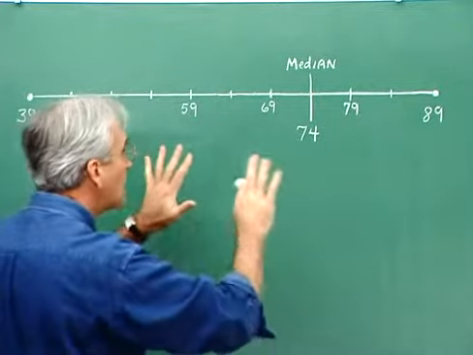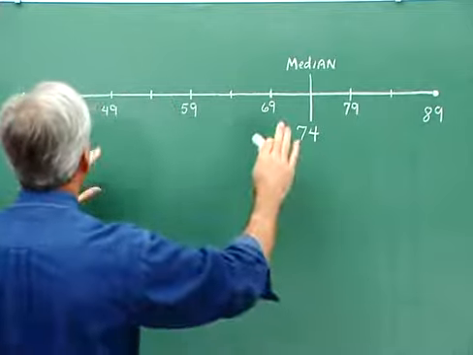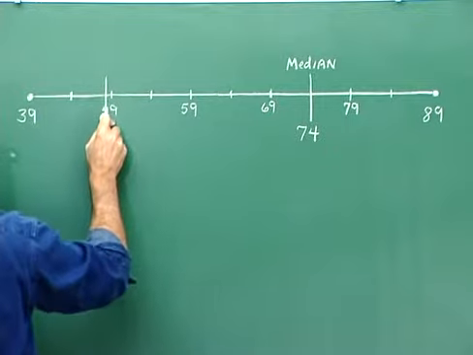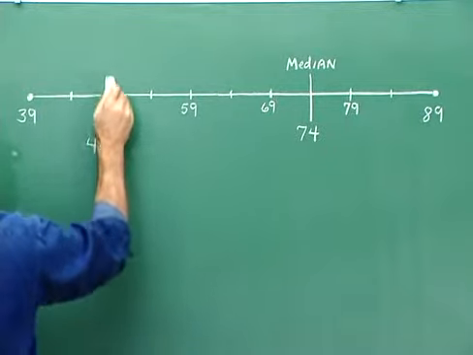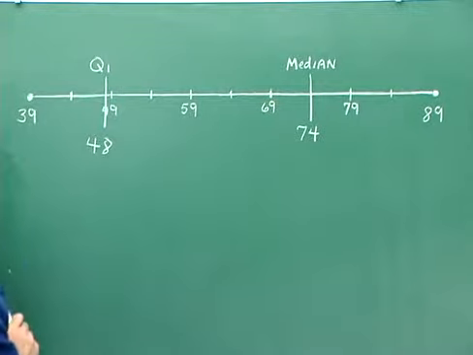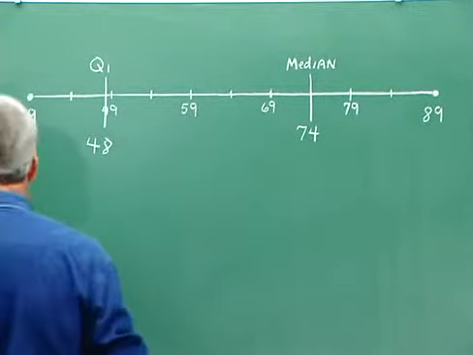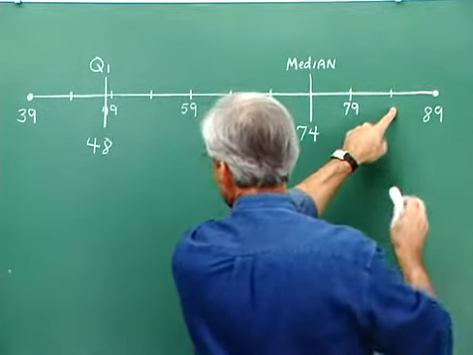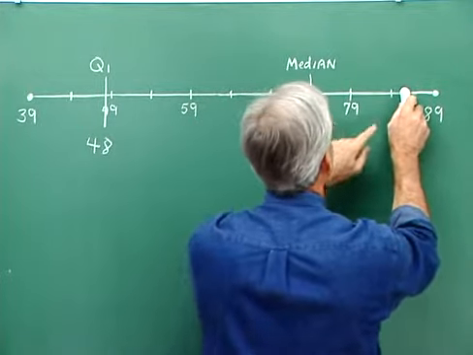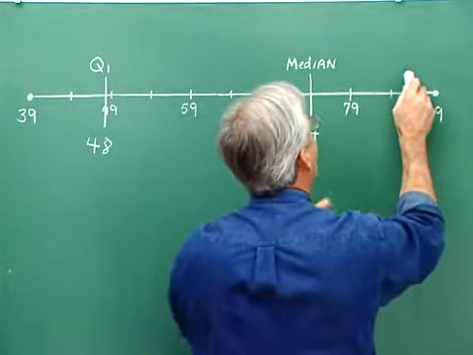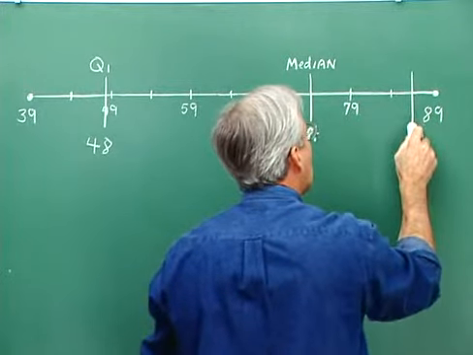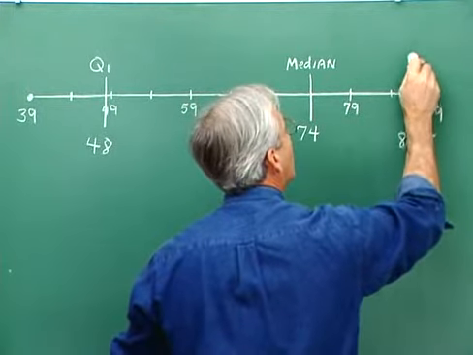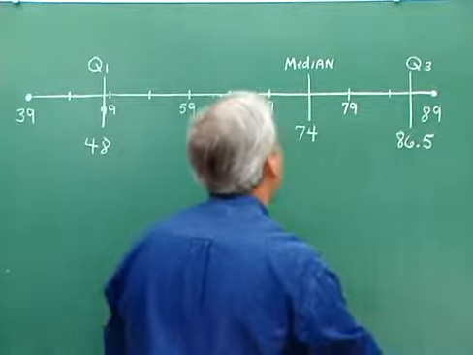Now, we need those quartile numbers as well. First quartile is 48. Let's see, here's 49. So 48 would be right about here, and it is the first quartile. The third quartile is 86.5. Let's see, 79 and 5 is 84. 86.5 is about right, let's say about right here. And that is Q3.